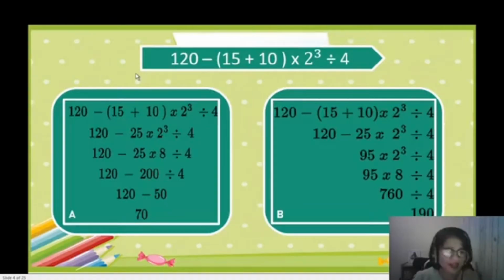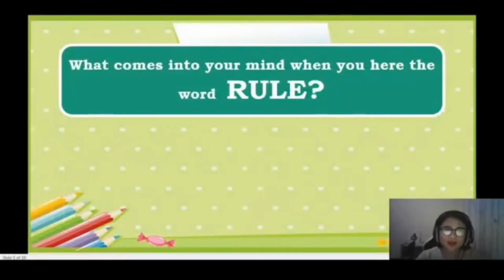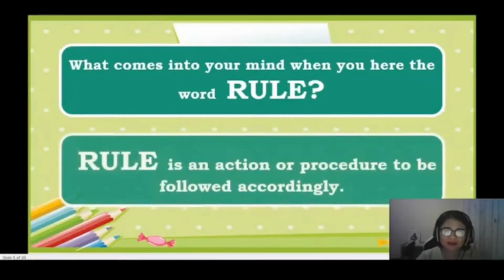Now, let's find out. But before that, I want you to answer this question. What comes into your mind when you hear the word rule? Very good. Rule is an action or procedure to be followed accordingly. Now, let us discuss the 4 steps rule in ordering operations, which is the GEMDAS Rule.